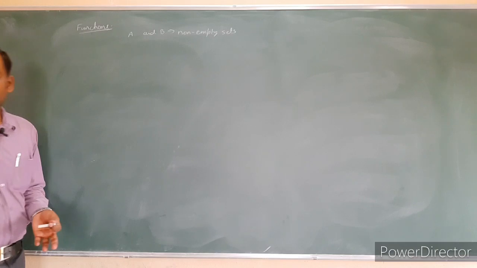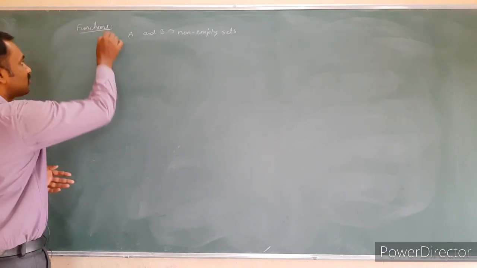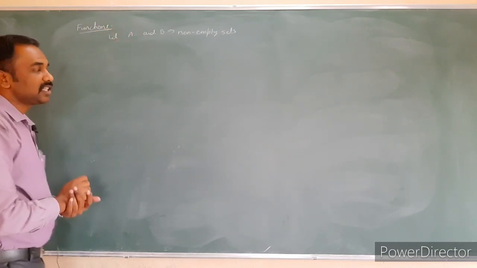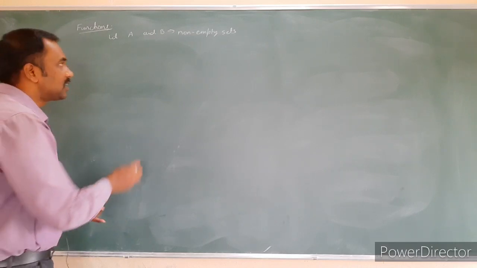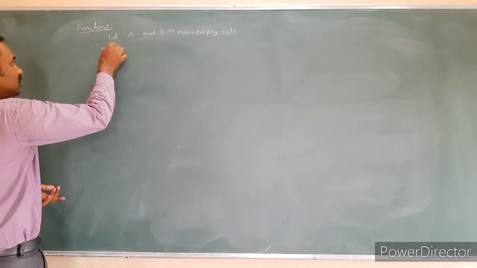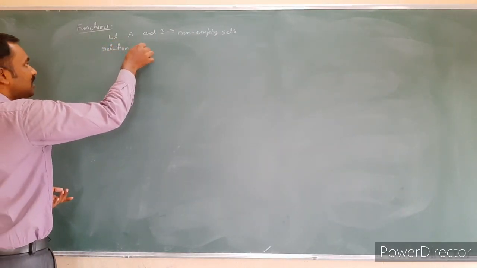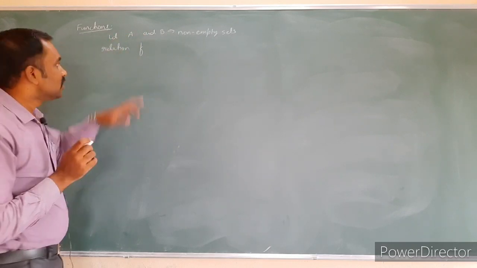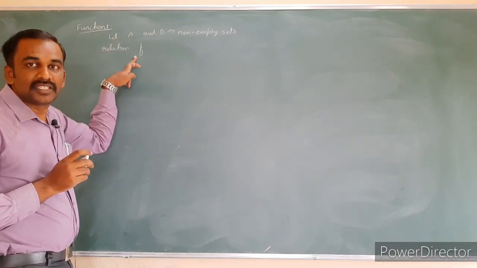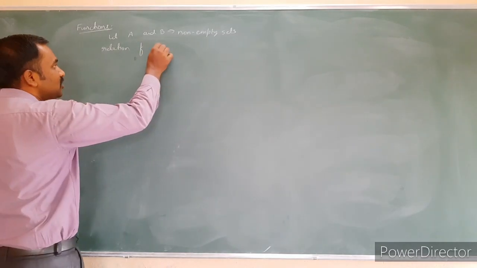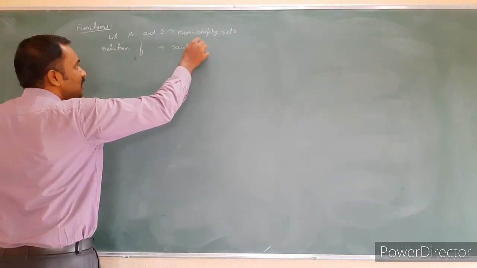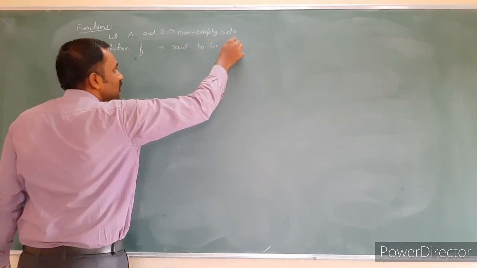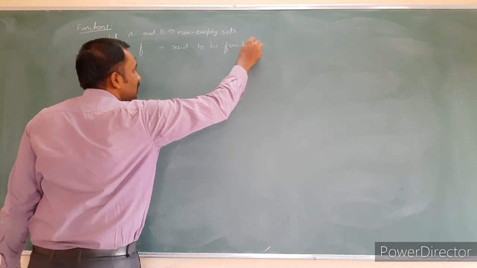Now, next thing here, again the same thing. Let A and B be any two non-empty sets. Then I consider one relation. Let F be a relation. This relation is said to be a function. When is it said to be a function? The relation should become a function.